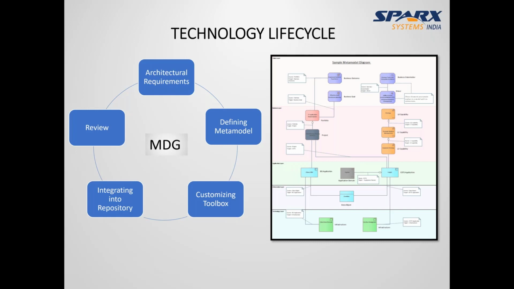Each layer has its own artifacts with a unique stereotype name, and each stereotype is specified with its attributes, tag values, and connector directions. Once the meta model is completed, we then go ahead and customize the toolbox with multiple tag values, shape scripts, and connectors in the Enterprise Architect tool. The next step is to incorporate the MDG into the repository. Once this is done, we can start modeling the work or push the data into the repository.